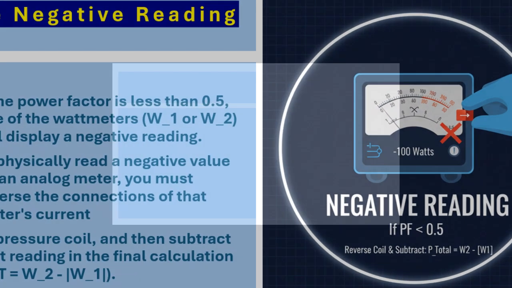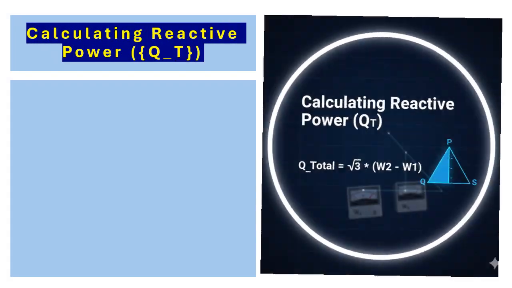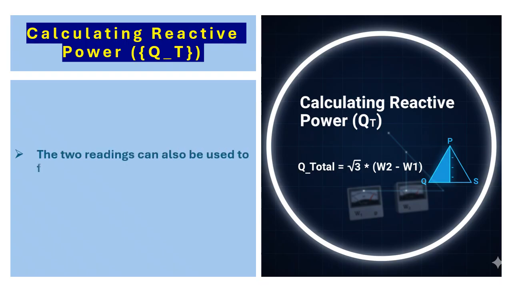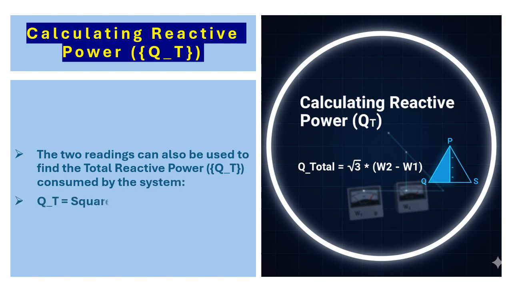Calculating reactive power, Q_T. The two readings can also be used to find the total reactive power, Q_T, consumed by the system. Q_T is equal to √3 (W_2 − W_1).